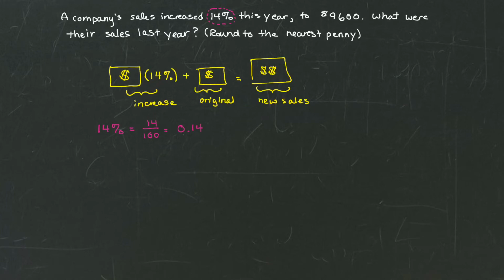If this is true, and we let X represent the sales from last year, then I think we're going to be able to set up an algebraic equation, a real simple algebraic equation to solve this problem. I'm going to let X equal the sales from last year.